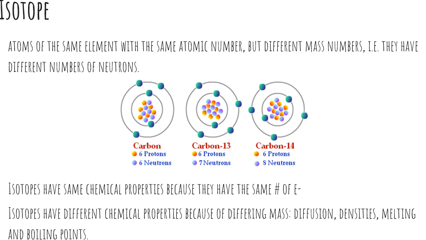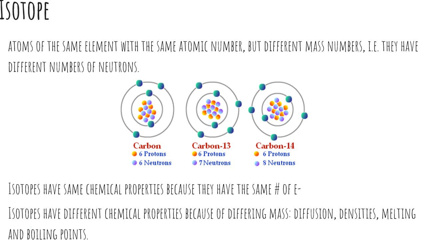Isotopes. Isotopes are atoms of the same element with the same atomic number, but they have different mass numbers, meaning they have different numbers of neutrons. So here's carbon. Carbon will always have 6 protons no matter what, because if it had 7 protons, it would be nitrogen. If it had 5 protons, it would be boron. So it'd always be 6 protons. But they can differ in the number of neutrons that they have.